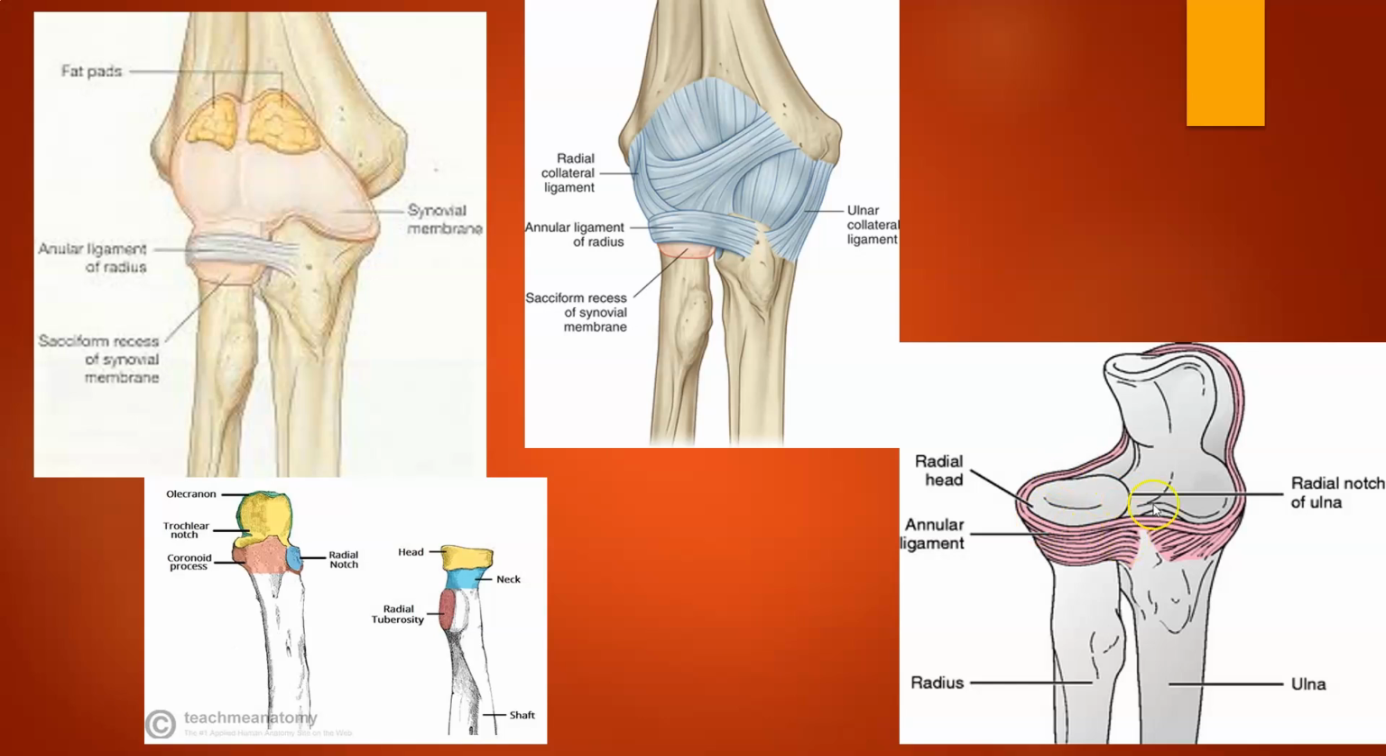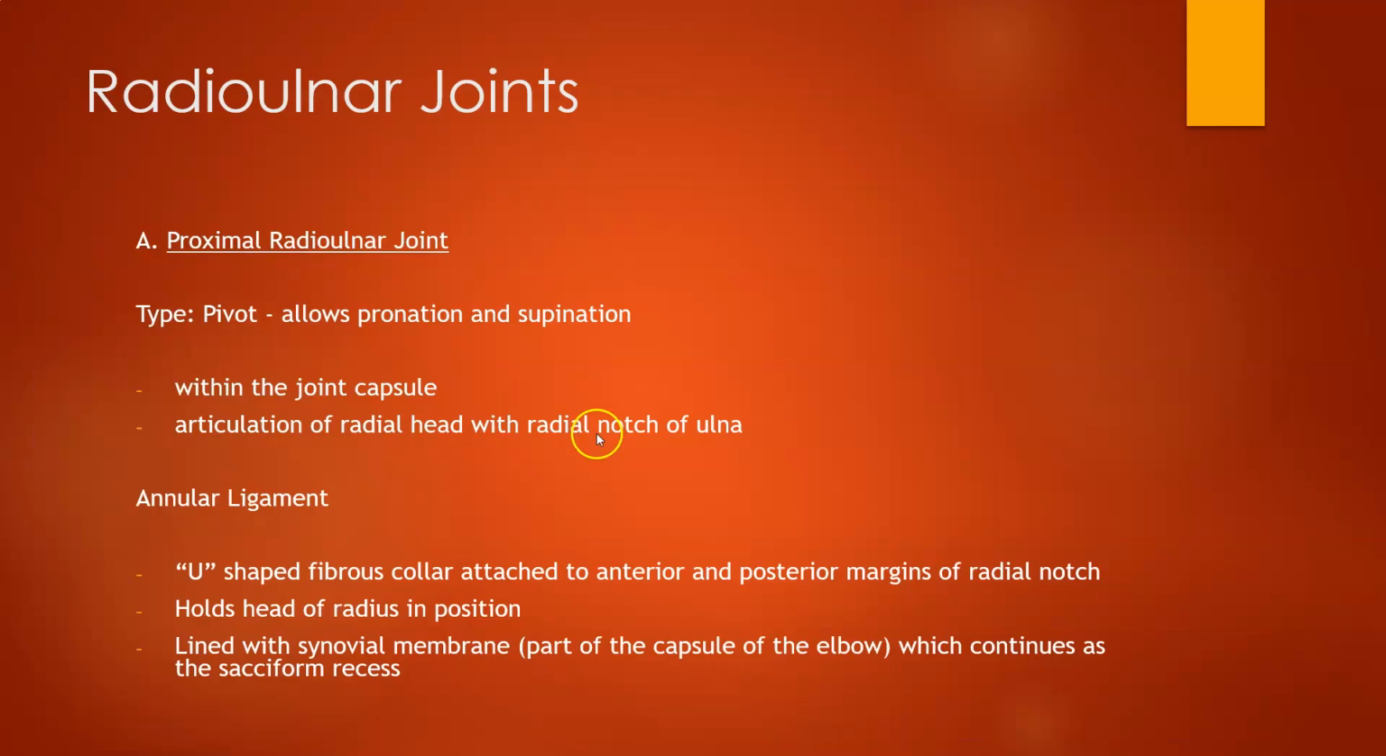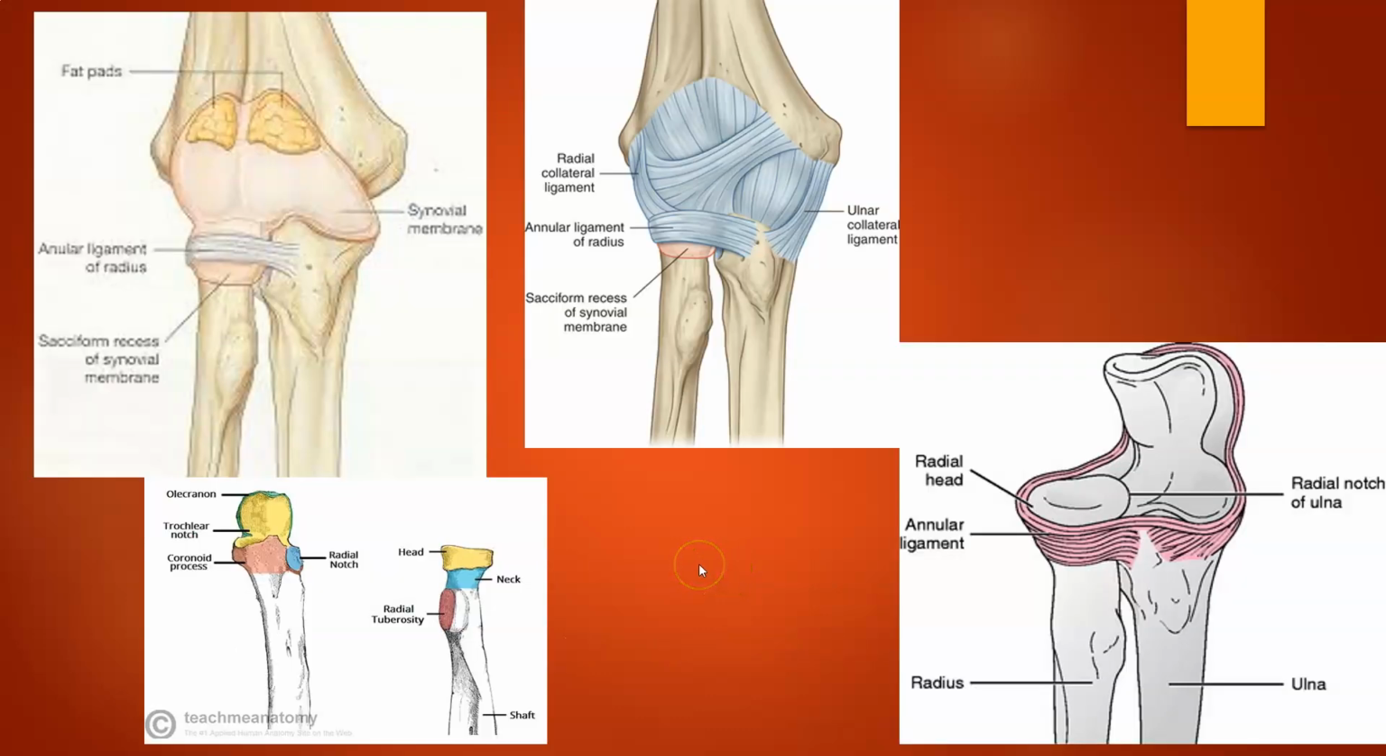Now, it's a synovial joint, so we already know that there will be articular cartilage within the area of the head of the radius. And of course, the radial notch of the ulna will also be lined with articular cartilage with an associated synovial fluid and so forth within the context of the synovial membrane. So the annular ligament slides in around behind. So the annular ligament is lined with synovial membrane. So it's a part of the capsule of the elbow.